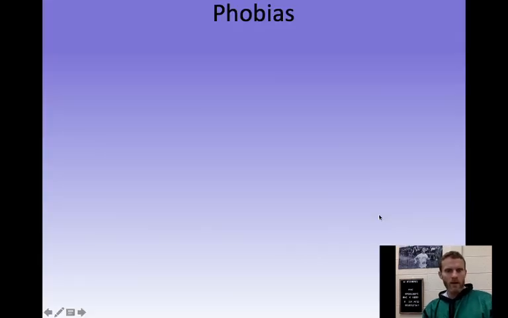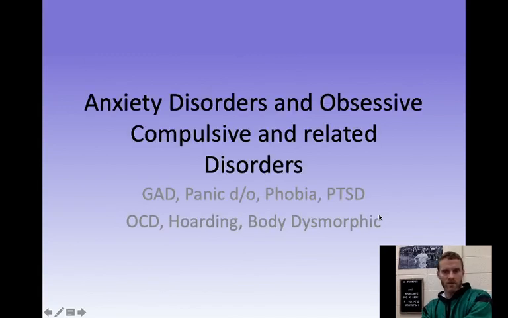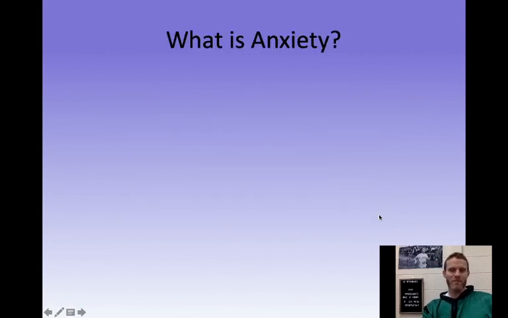All right, so here we go. We're going to talk about anxiety disorders and obsessive compulsive disorders. There's a lot of things that go into this. You see some down at the bottom there: generalized anxiety disorder, panic disorder, phobia, post-traumatic stress disorder, OCD, hoarding disorder, which is kind of a new one to the DSM-5, and then body dysmorphic.